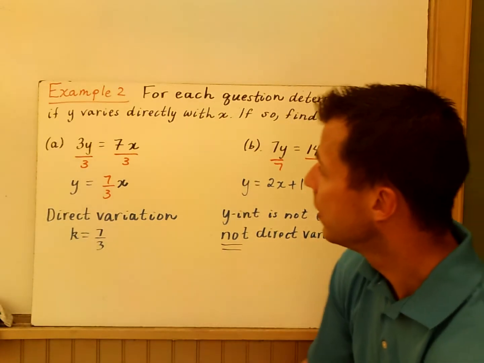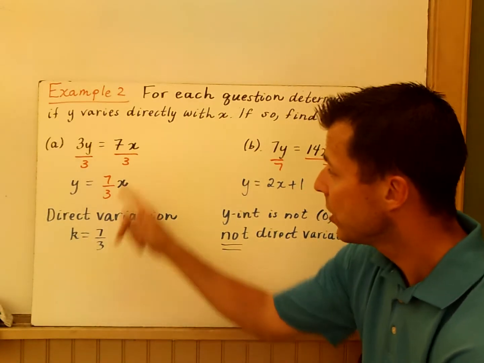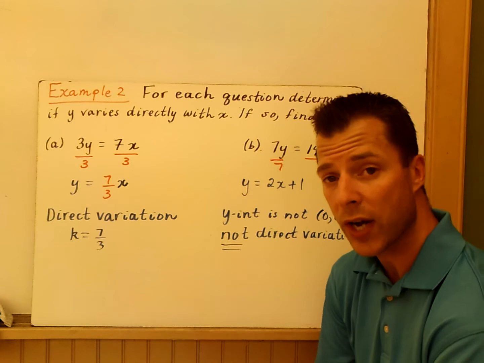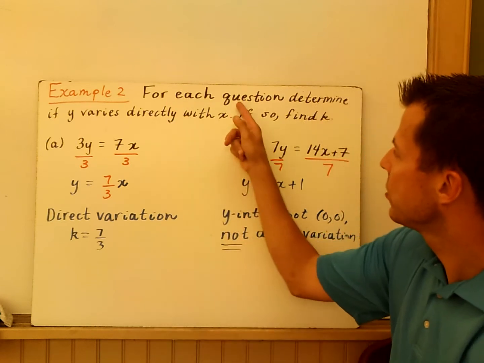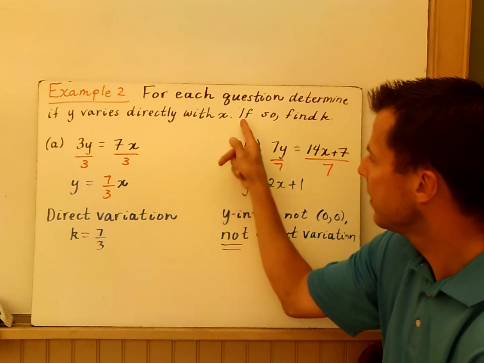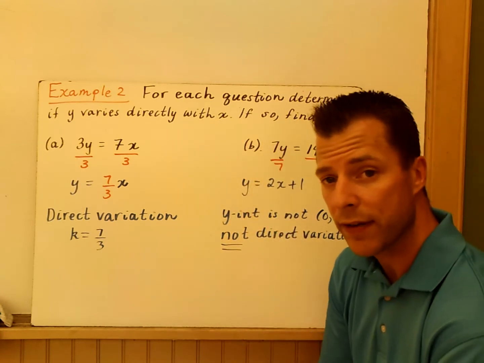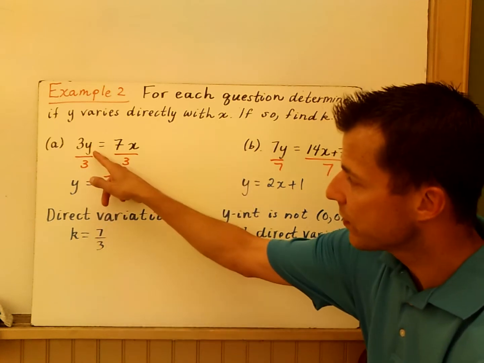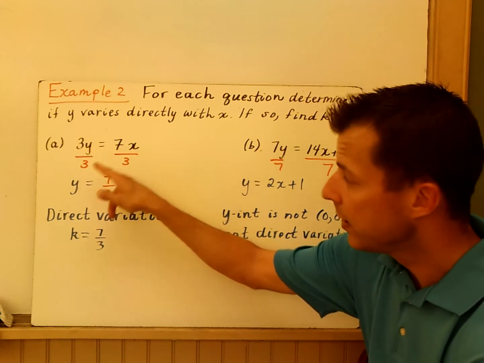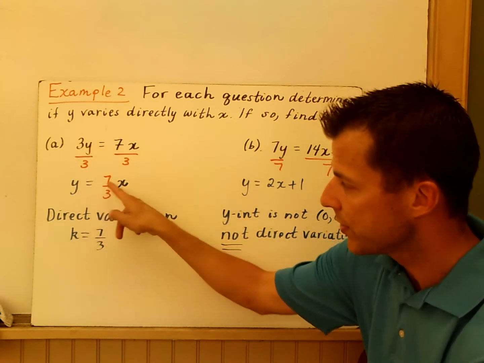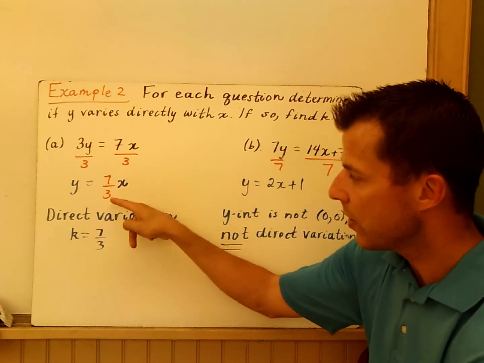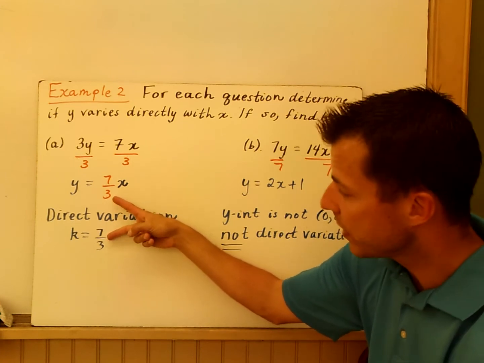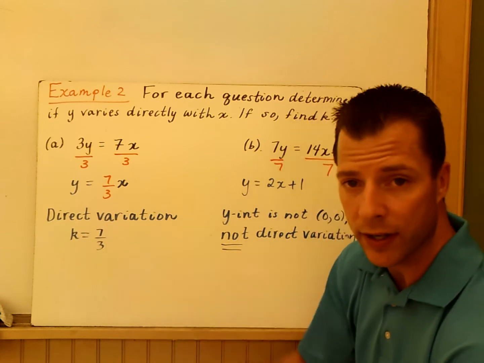Now, in example 2, again, instead of giving a table of values, we're given an equation. So when you look for direct variation with equations, what you want to do is get your y value by itself. So for each question, determine if y varies directly with x. If so, find k. Now, in this case, we don't have to find the rule because the rule is the equation. We've been given two equations here. So let's just solve this first equation, 3y equals 7x, for y. Divide each side by 3, and I'm left with y equals 7 thirds x. There's nothing following that. There's that y equals kx, and in red, that's my constant of variation, that's 7 thirds. So this is direct variation.